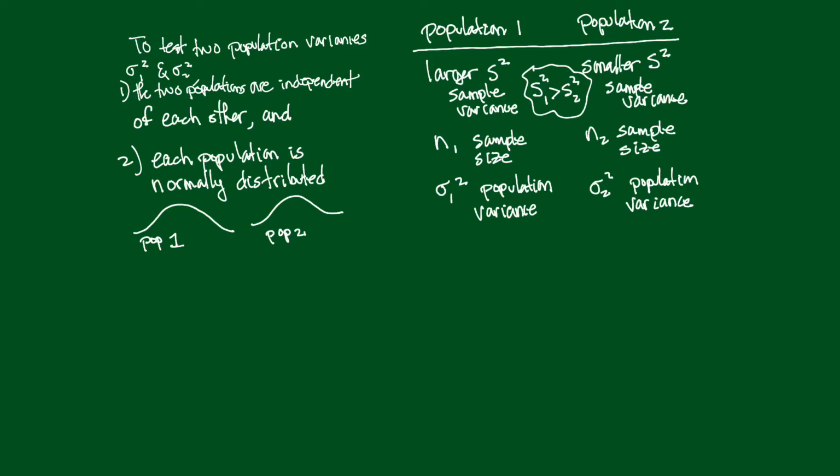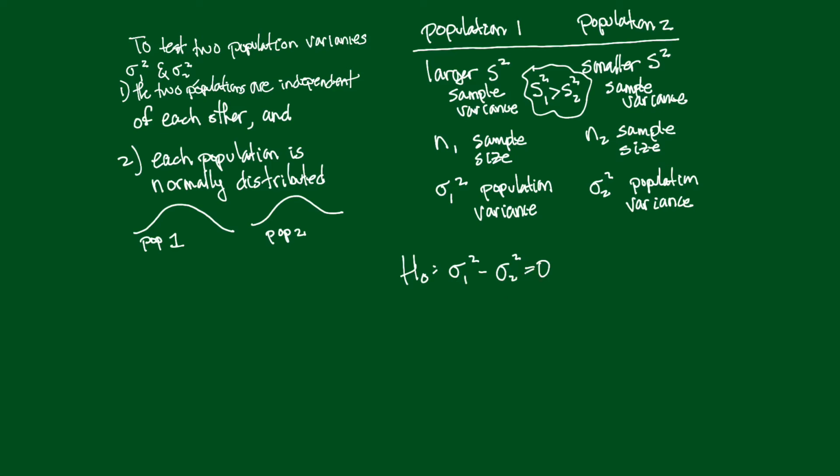And then in our notation here, we'll have N1 will be the sample size for the first population, sigma 1 squared the population variance for the first population, and then N2 sample size for the second population, sigma 2 squared the population variance for the second population. Just a matter of notation. Now when we set up our test, we're going to test that these two variances are equal. So we're going to test something like this: sigma 1 squared minus sigma 2 squared is 0. That means there's no difference between the two variances.